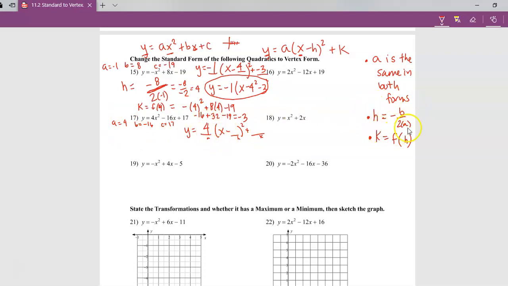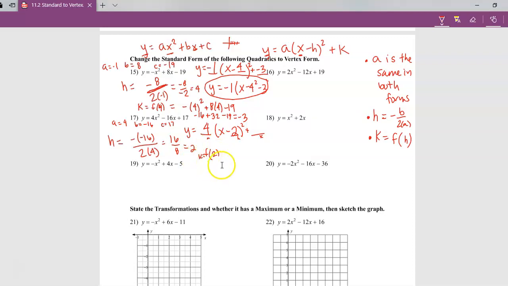B or h is equal to negative b over 2a. So h equals negative 16 over 2 times a. So remember, simplify each of these first separately before you divide. So this is 16 divided by 8, which is equal to 2. So 2 goes there. And then 2 is the number that I need to plug back into the function in order to find k. Right?